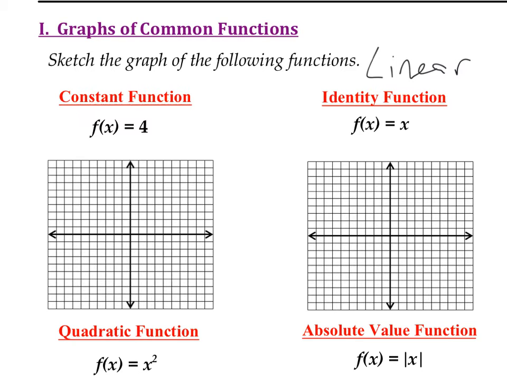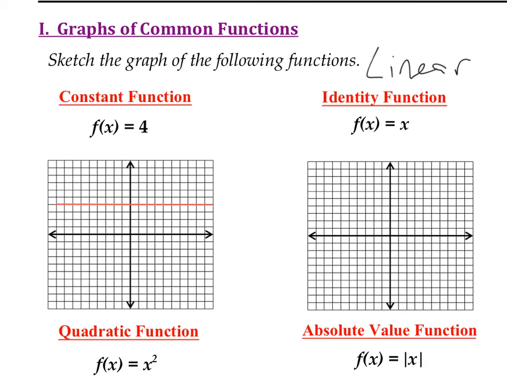First things first, though, constant functions. A constant function is anytime you have y equals some number. So in this case, it's y equals 4. Remember, the f of x behaves just like a y. Well, if I wanted to graph that, that would just be a horizontal line at 4. So right there, boom. There's a constant function.